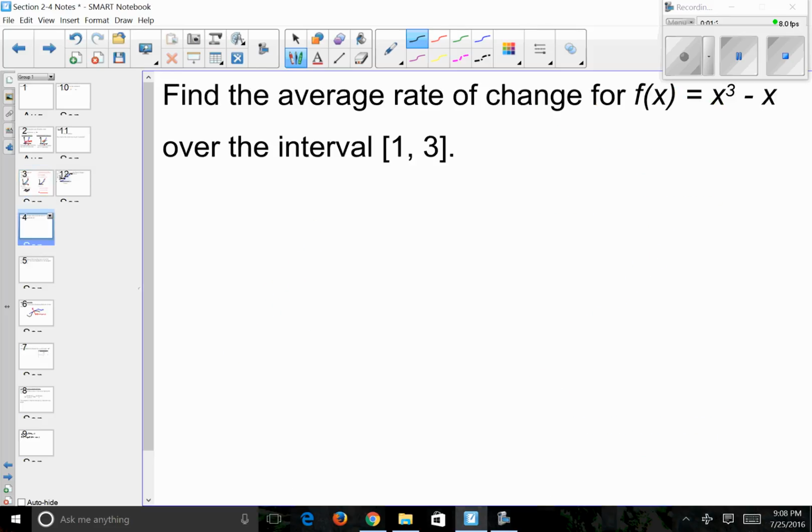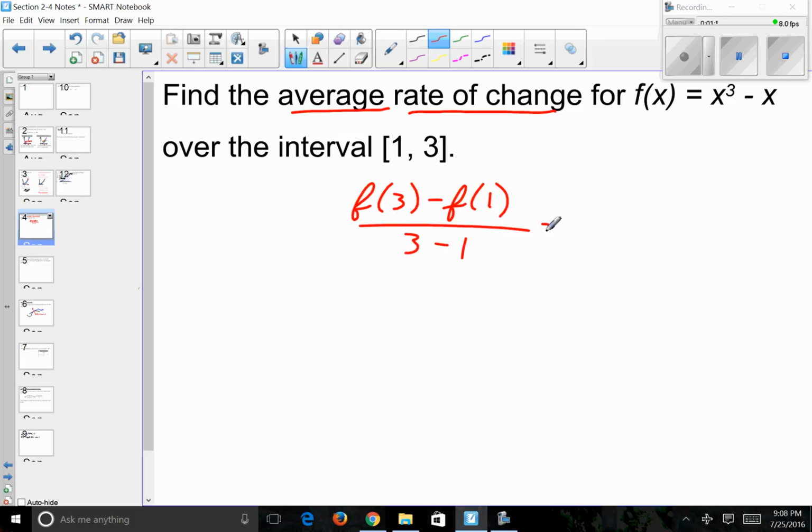So for example, if I were to give you a function x cubed minus x, and I wanted to find the average rate of change over the interval from 1 to 3, well, because it's an average rate of change, I do f of 3 minus f of 1 over 3 minus 1. If I plug in 3, 27 minus 3 is 24. If I plug in 1, that's 0. And this is going to give me 12. So over the interval from 1 to 3, f has an average rate of change of 12 units for y per unit for x.